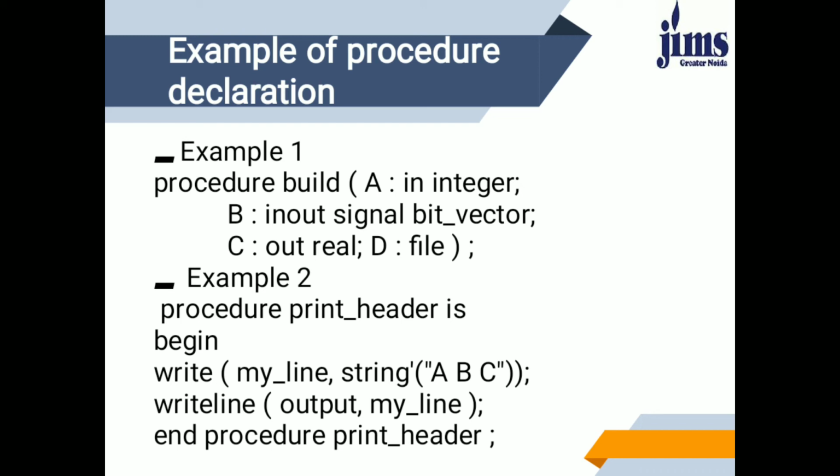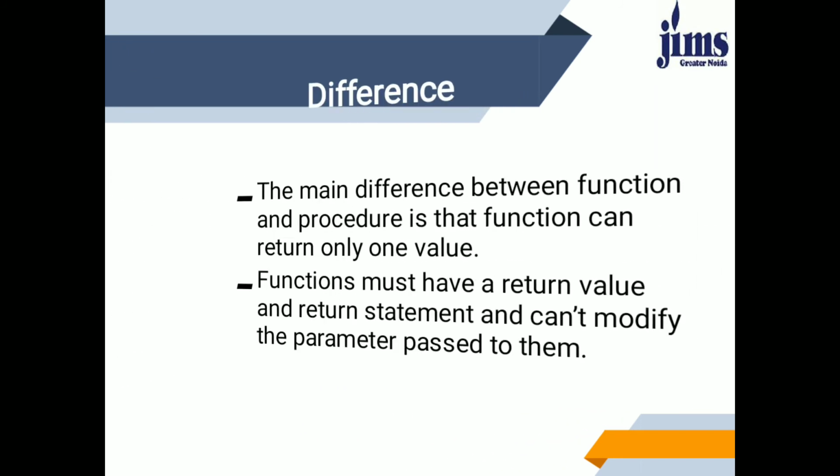Procedure build, A, which is an integer, B, which is an in-out signal, bit_vector, range can be defined here or outside also, then C, which is out real, and then D, which is a phi. Another example is procedure print_header is begin. Now we will write line and procedure, then end this procedure. This way we can define the procedure.